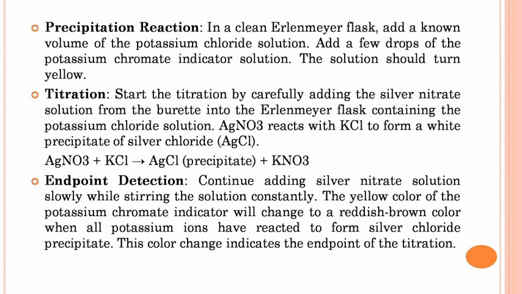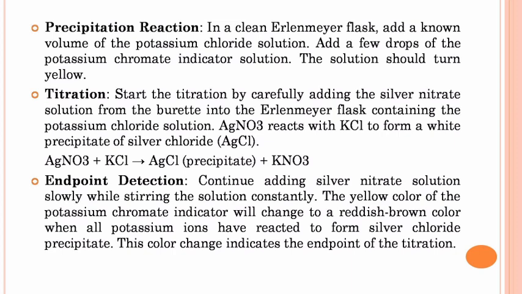Fifth, titration. Start the titration by carefully adding the silver nitrate solution from the burette into the Erlenmeyer flask containing the potassium chloride solution. AgNO3 reacts with KCl to form a white precipitate of silver chloride, AgCl. AgNO3 + KCl → AgCl (precipitate) + KNO3.